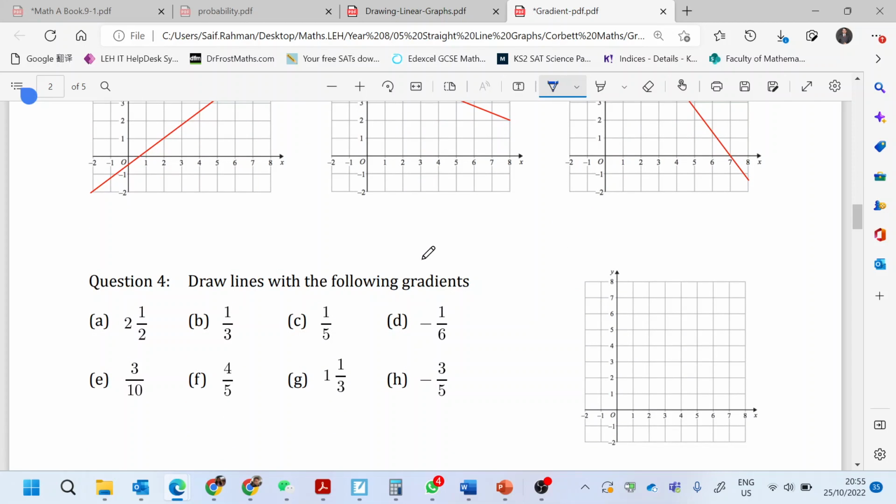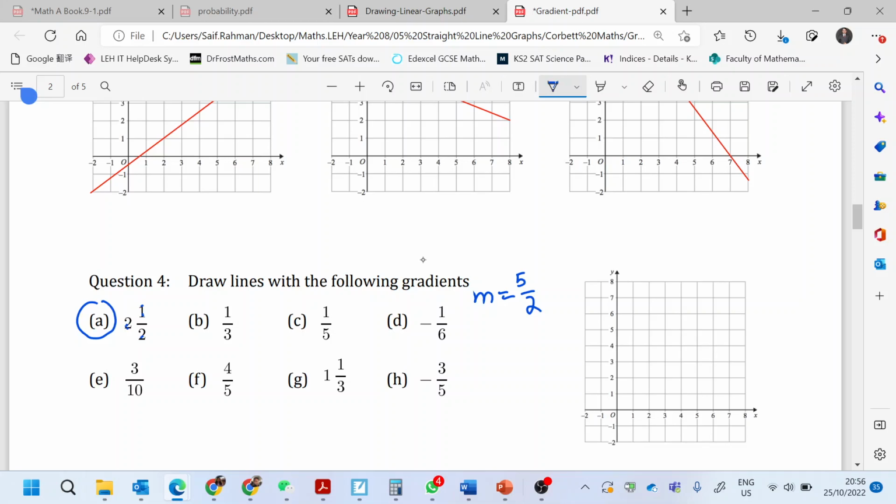And question number 4 says draw lines with the following gradient. So the gradient has been given to you here, right? For example, question A, 2 whole 1 by 2. So this is a mixed number, it has a whole number and a fraction. So we convert this into an improper fraction by multiplying 2 twos are 4, plus 1, 5, so 5 over 2. So m is 5 over 2.